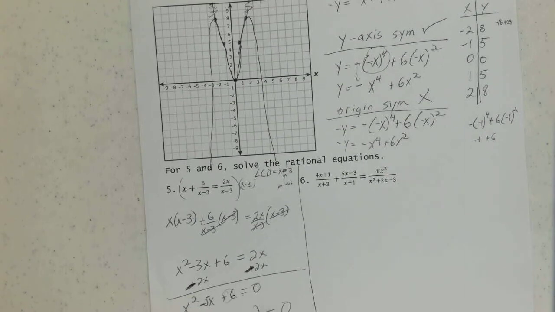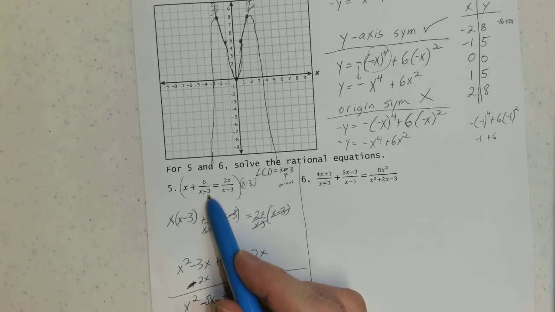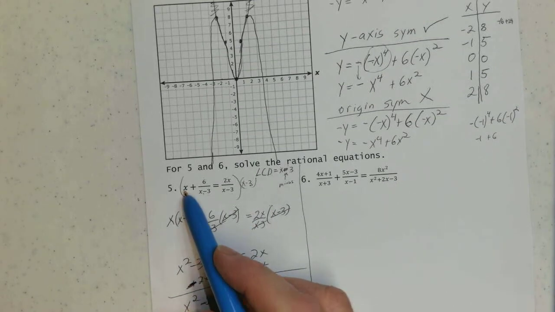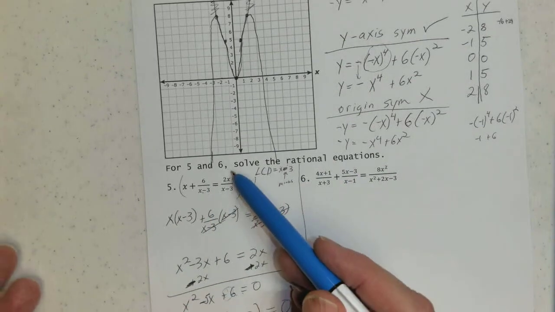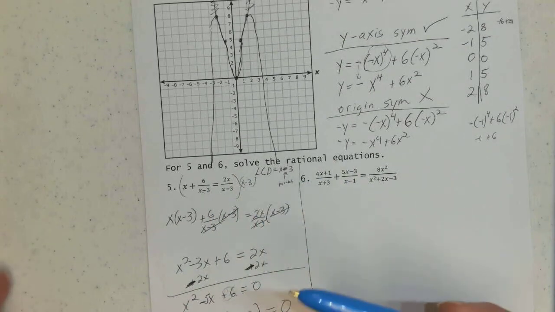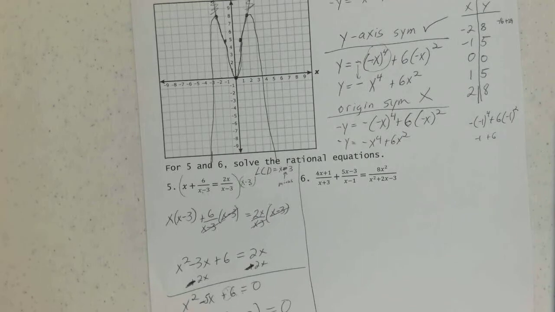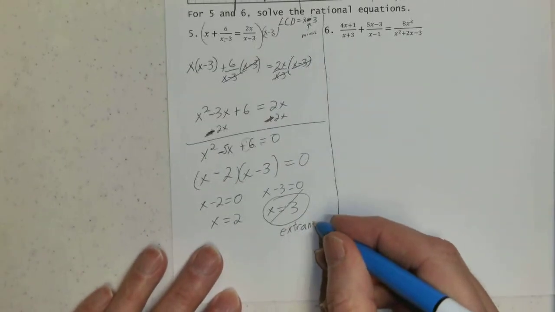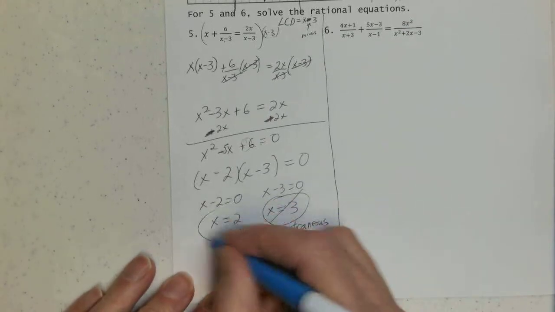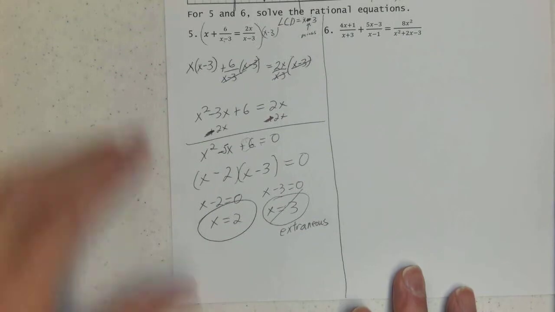Alright, when I go back, 2's fine. 3 is not fine, because 3 makes this denominator 0. So I'd have 3 plus 6 over 0, which is undefined. That's just undefined, so this is extraneous. And have I not been showing this? Sorry. Okay, the only solution is x equals 2. It has one solution.